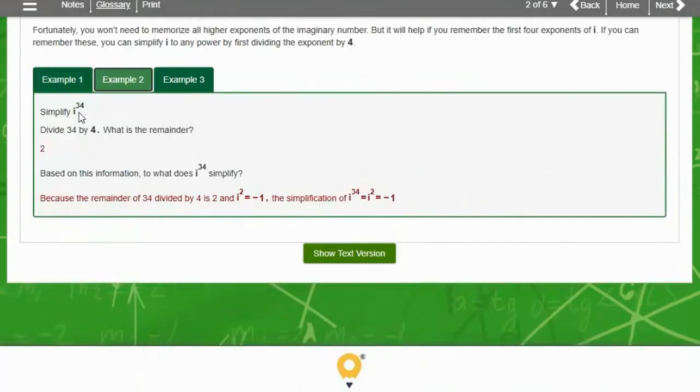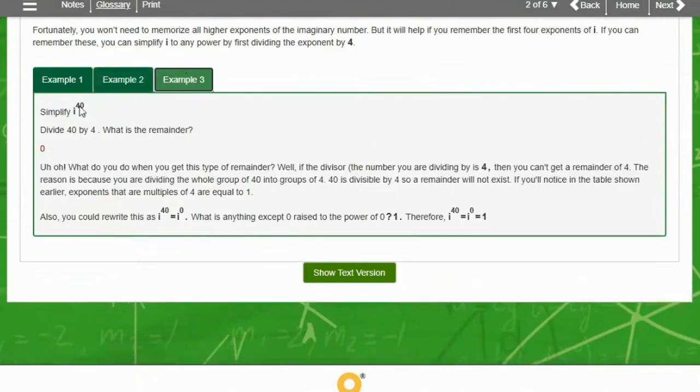If you want to look at the 34th, divide that by 4. What's the remainder? The remainder is 2. So i squared is negative 1. So it's going to be the same as i squared because the remainder is 2. i to the 40th, the remainder is 0. So that means it's going to be equal to i to the fourth, which is 1, or i to the 0, which is 1 as well.